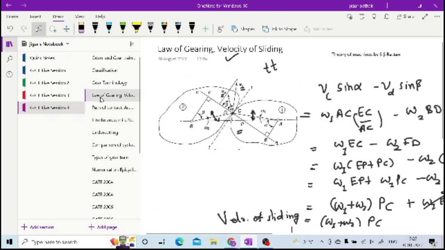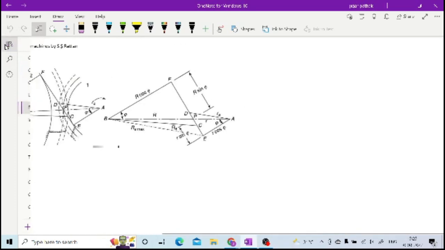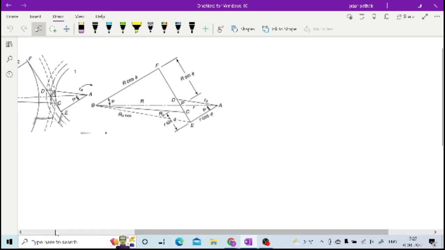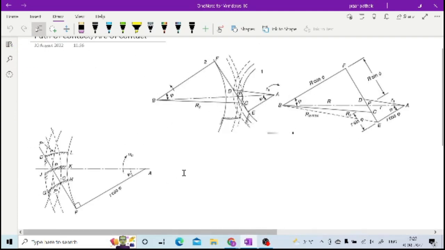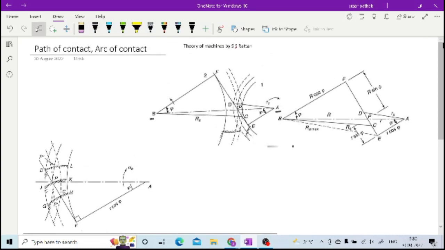So if you further go for the path of contact, right, then in that particular case, if you want to calculate the path of contact, then you have to assume your two gears here, A and B, are in mesh with each other.